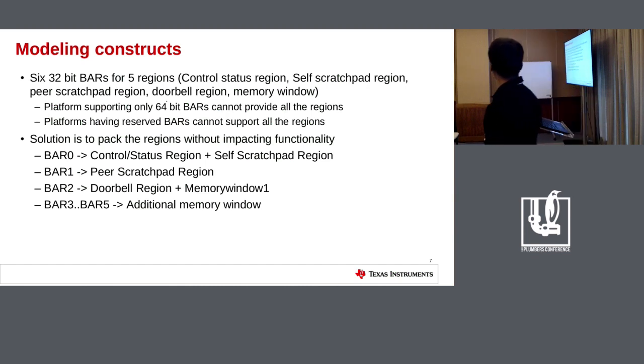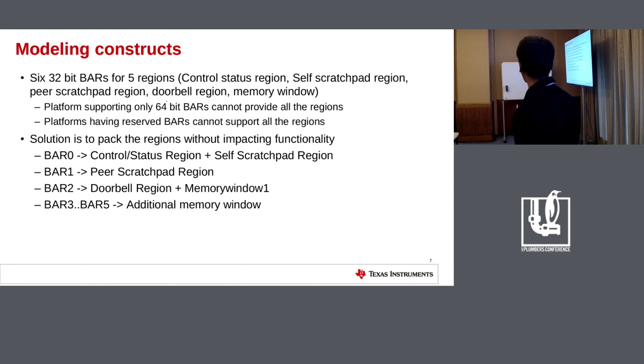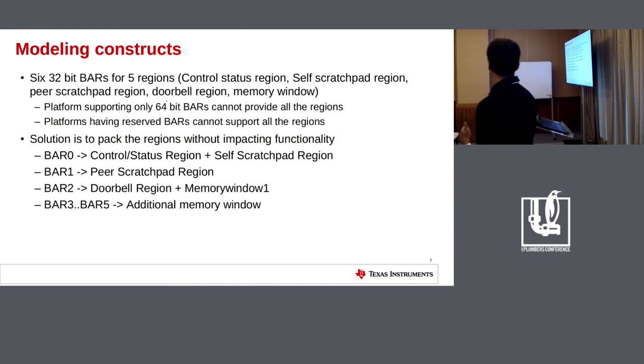So the control and status region and the self scratchpad region are combined to be mapped to bar 0, and you give a separate bar for the peer scratchpad region, bar 1, and for the doorbell region and memory window 1, you give bar 2. So these are the basic, at least 3 bars you need to implement the NTB functionality. And if there are additional free bars, you could have additional memory windows.